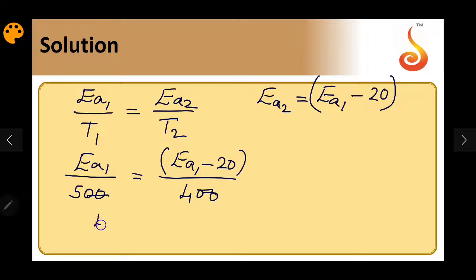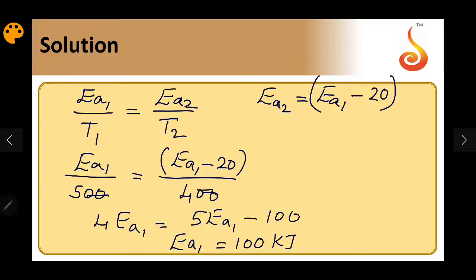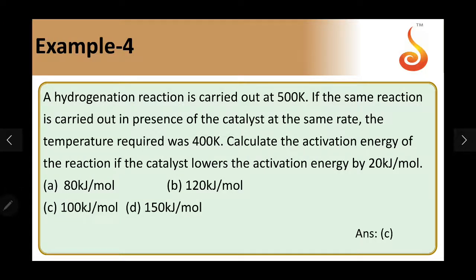Cross multiply: 4 Ea1 is equal to 5 Ea1 minus 5 into 20, which is 100. So 100 goes to the left, 4 Ea1 comes to the right. So 5 minus 4 is 1. So Ea1 is equal to 100 kilojoules. That's the answer for this question. Simple, if you know the formula. If you don't know the formula, the question will be complicated. So the option is 100 kilojoules, which is nothing but C.